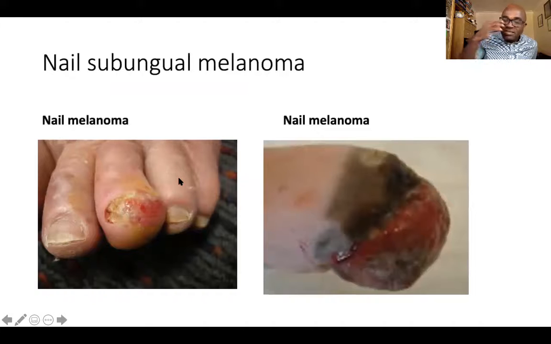Again, obviously, in very advanced stages, melanoma can be quite horrible. You can see the destruction, the whole obliteration of the nail. This is a quite nasty melanoma, a late presentation. Okay.